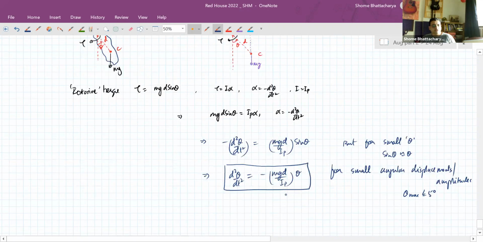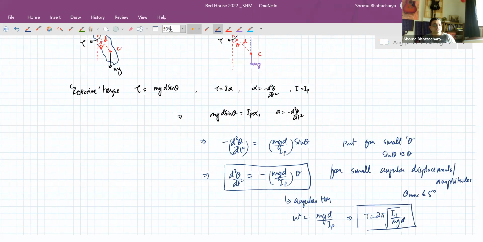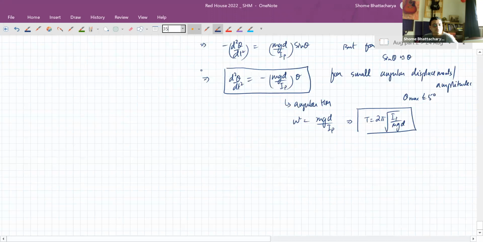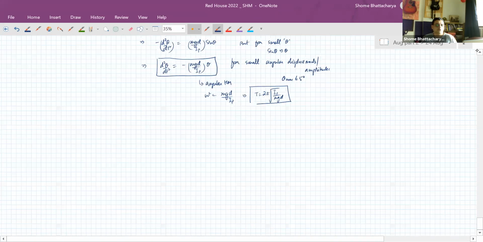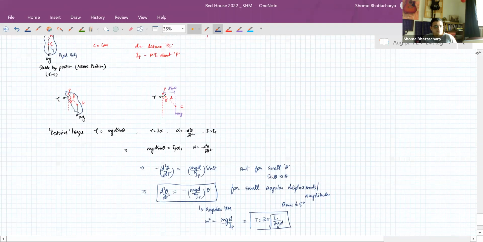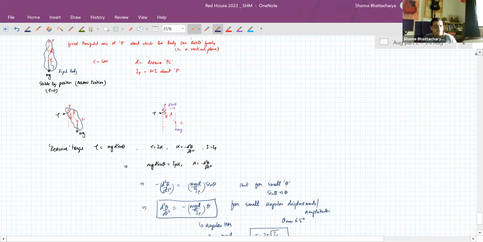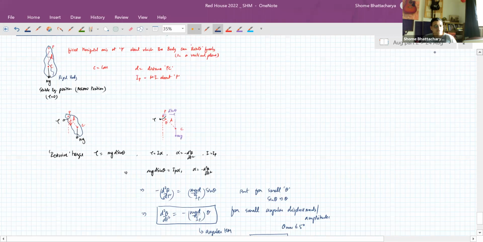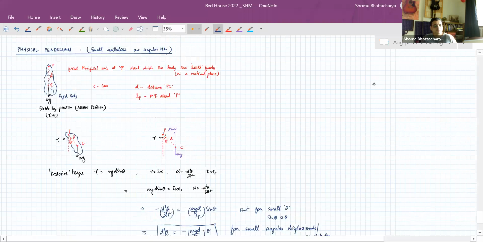So this is an angular harmonic motion with omega square equal to mgd divided by Ip. So time period equal to 2 pi root of Ip by mgd. So this is like a direct formula for a physical pendulum doing SHM with small angular displacement or doing small oscillations, what we call. Now the value of Ip and d will depend on the geometry of the physical pendulum. Okay. So on the side we'll take an example also.